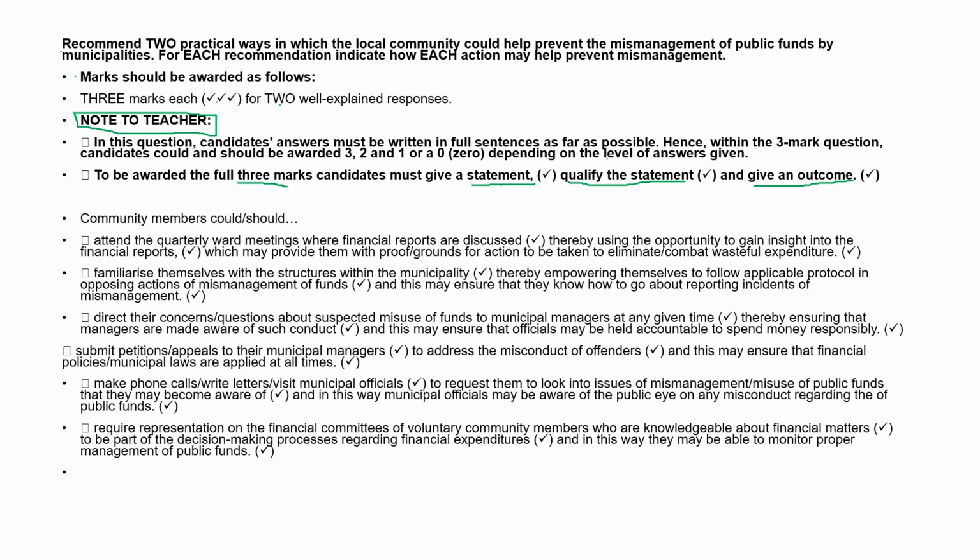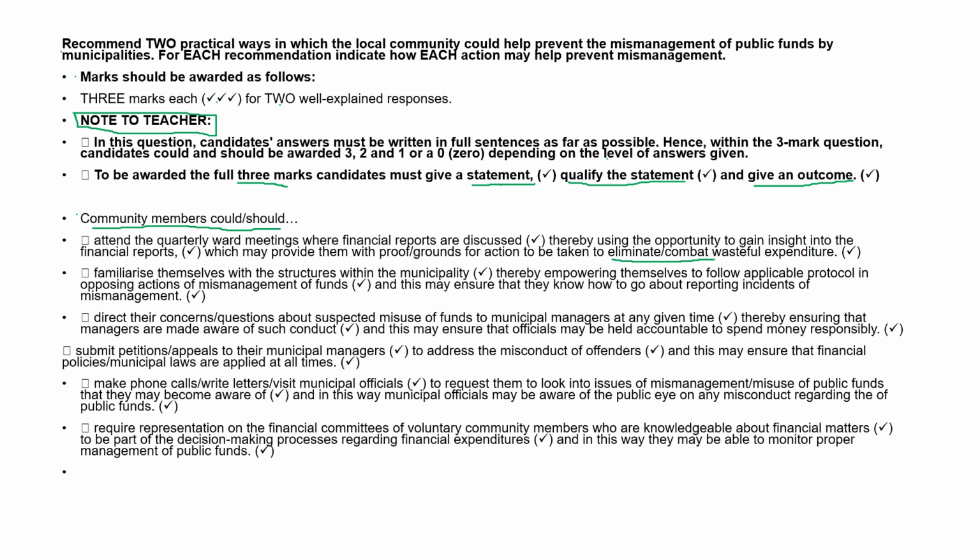Now, let's look at your answer structure. Community members. Look, you start by writing this. Community members could or should. Remember, you are recommending. Community members should or could attend the quarterly ward meetings where financial reports are discussed, one mark, thereby using the opportunity to gain insight into the financial report, another mark, which may provide them with proof or grounds for action to be taken to eliminate or to combat the wasteful expenditure, another mark.